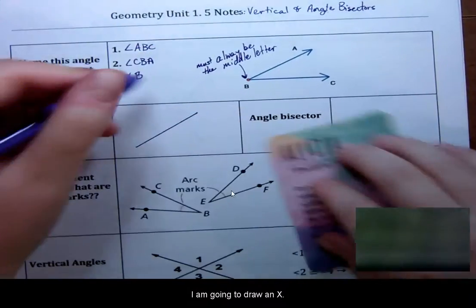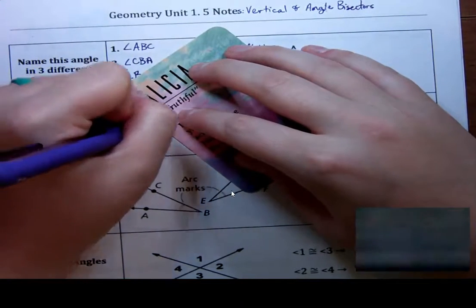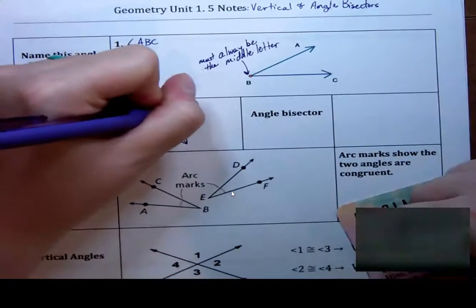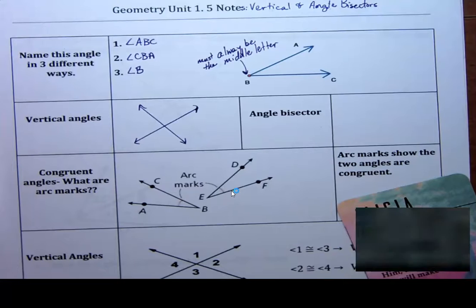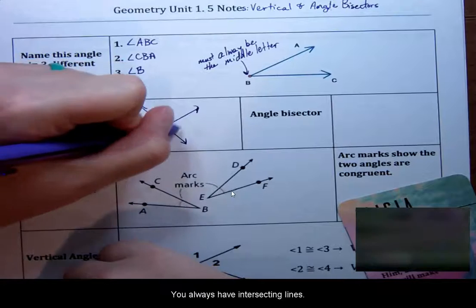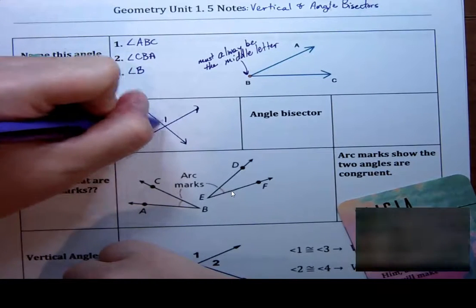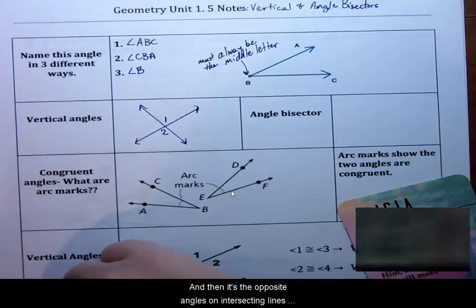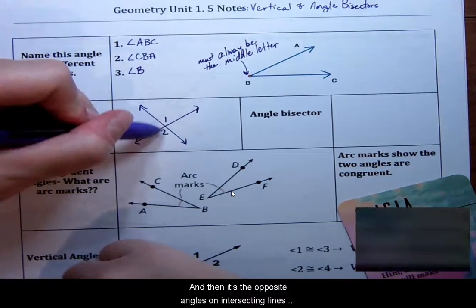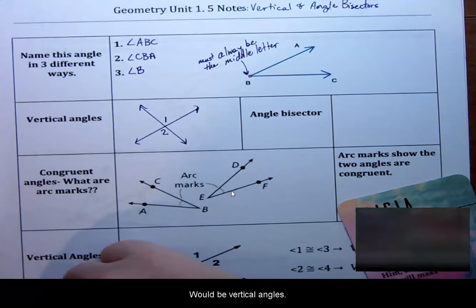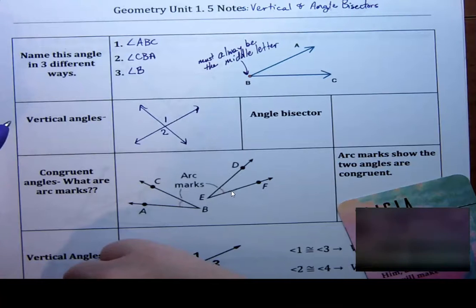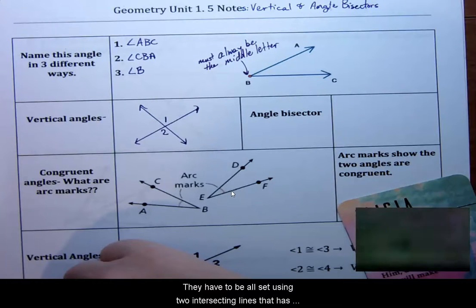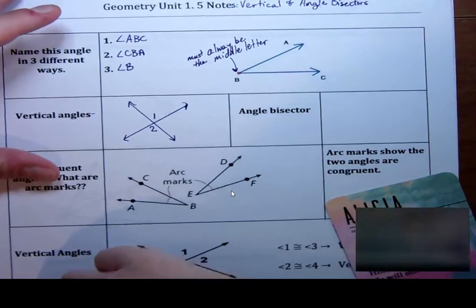And I am going to draw an X with a straight edge. And these are going to be my angles that we're talking about using vertical angles. So vertical angles, I just think about it like this. You always have intersecting lines, and then it's the opposite angles on intersecting lines. So angles 1 and 2 would be vertical angles. They cannot be adjacent, so they cannot be next to each other. And they have to be opposite using 2 intersecting lines. So it has to look just like that.